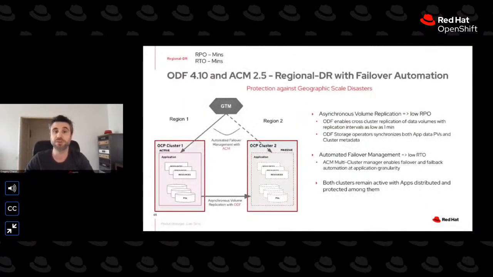Now into what's new in OpenShift Data Foundation. As presented earlier, we are introducing support for regional disaster recovery with ODF and ACM for failover automation. For sake of time, I won't repeat what Christian explained and will move to the next slide for the other ODF highlights.